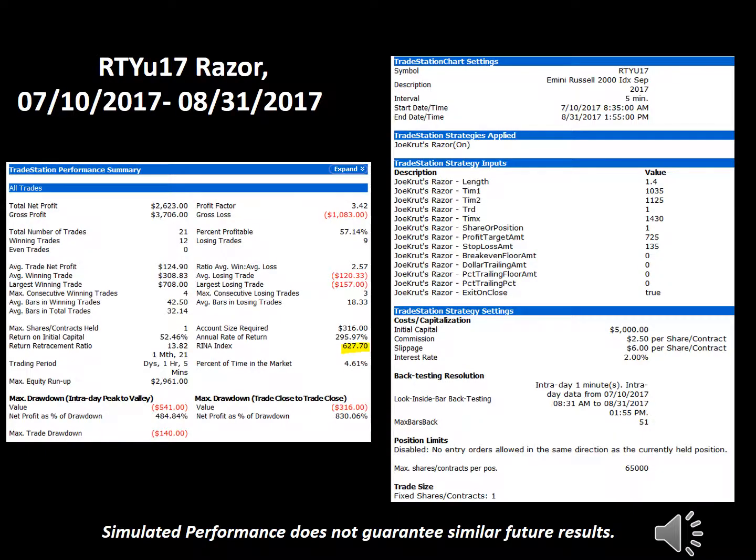First off is the Russell. This is from July 10th, the first day of trading, through today. It shows making $2,623 on 21 trades. 57% were correct. The RINA index is 627. The drawdown is only 316. The stop loss is a pretty small 135. And so that gives you a good idea of what we've got there.